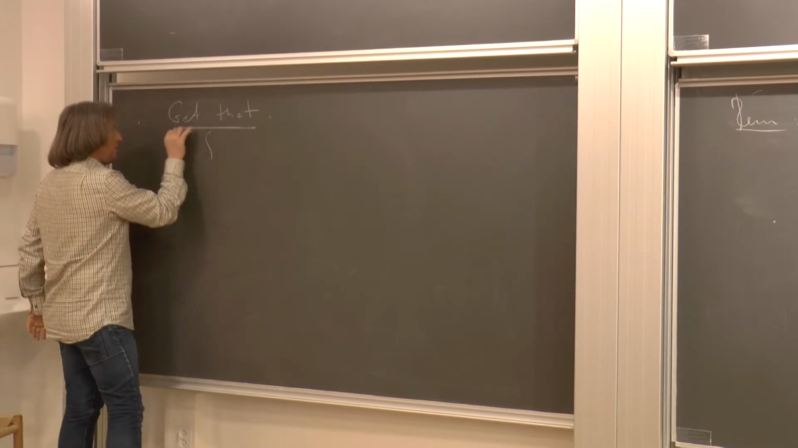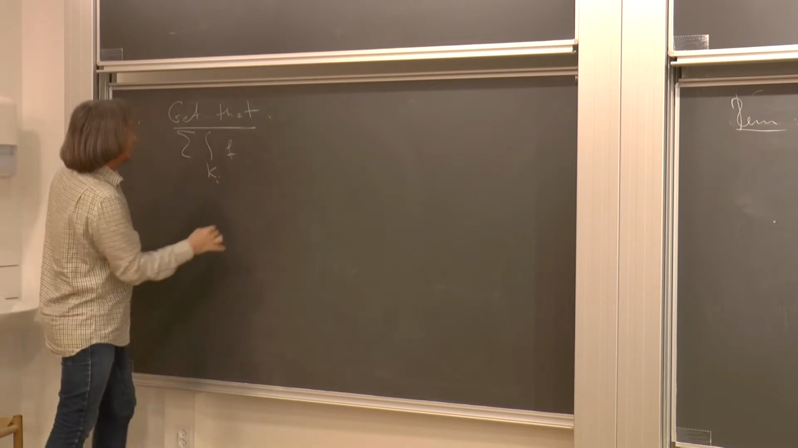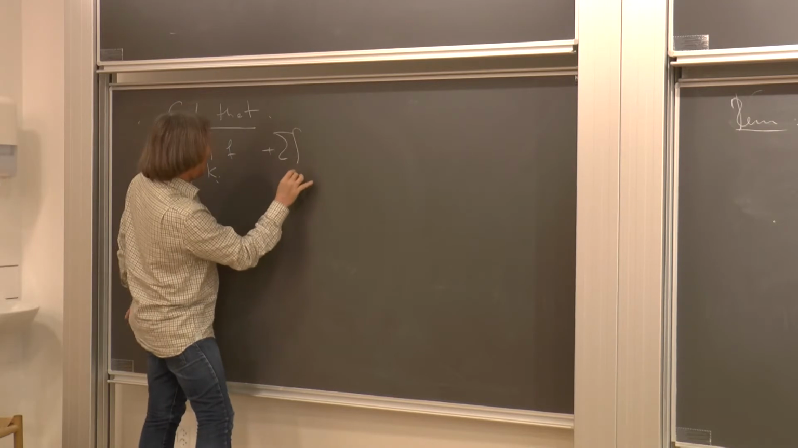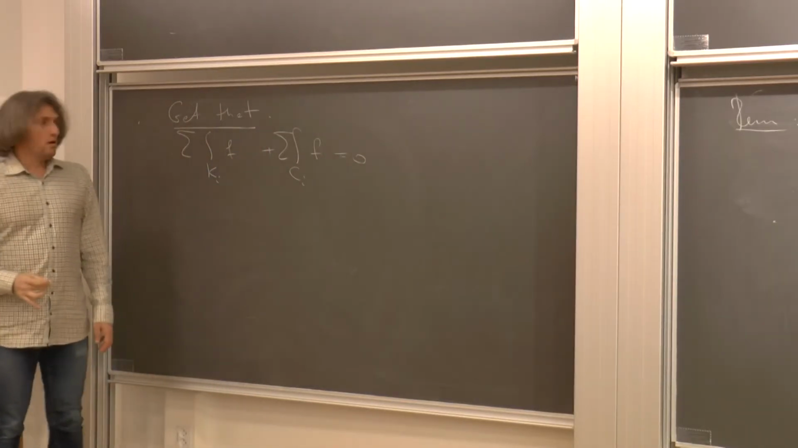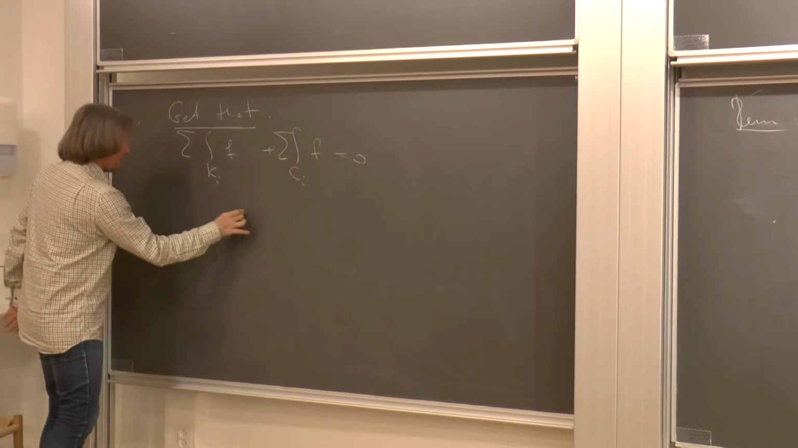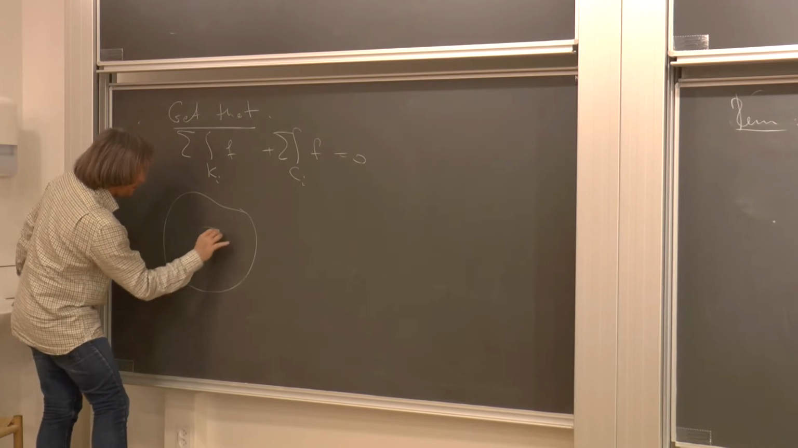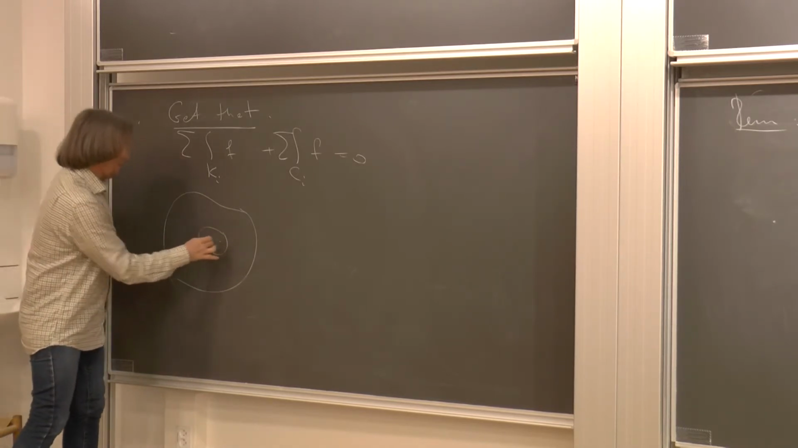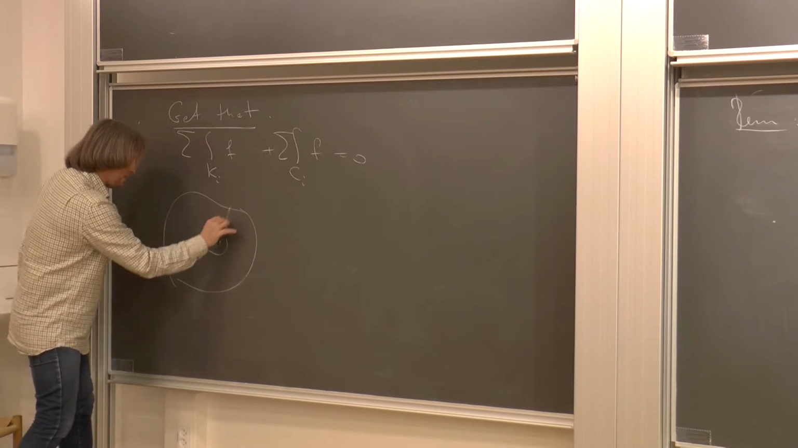The sum of integrals over ki's of f plus the sum of integrals over ci's of f is 0. But let's look again at the picture. So there's an inner and outer closed curve, and both of them are divided.